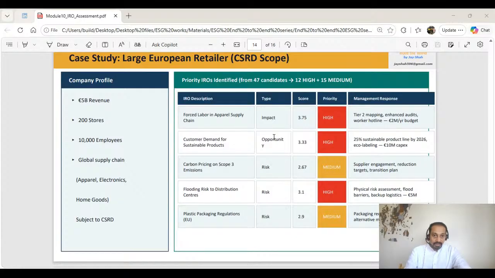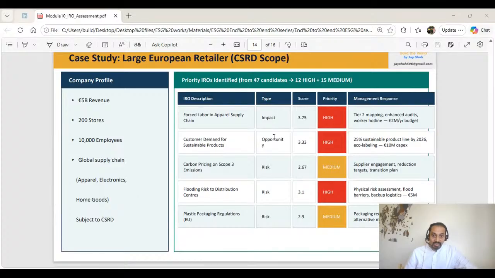The second one is customer demand for sustainable products. This is an opportunity. You have to understand that customer demand for sustainable products is an opportunity to develop and enhance your operation very well. That is part of the outside-in view, so financial materiality. The score of 3.33 is high priority, and magnitude is 4. The company estimates this represents a 250 to 500 million revenue opportunity within 3 years. The likelihood is 4, so the market trend is very clear and established.